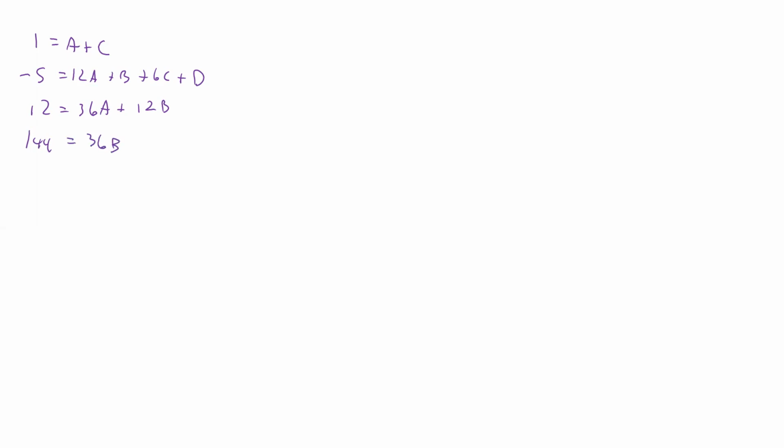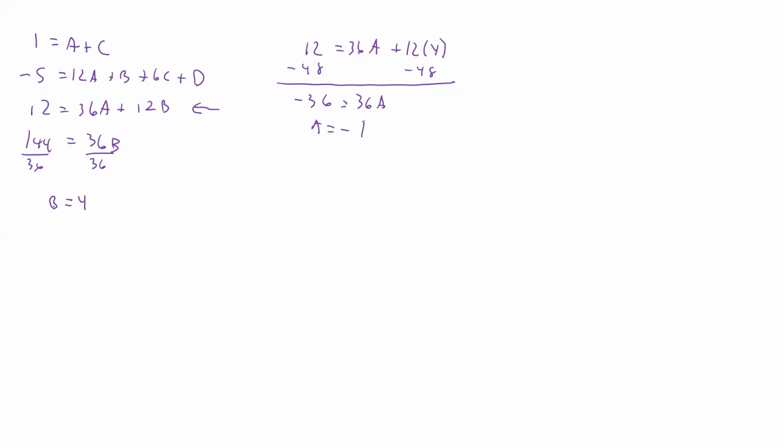Okay. So the last one we can solve for b. So we can divide both sides by 36. And if we take this times 4, that's 24. And so it looks like b equals 4. Okay. So from that one, we can plug that into here and get a. So 12 equals 36a plus 12 times 4. All right, so that's 48. So let's subtract 48. So here that's going to be negative 36 equals 36a. So a is equal to negative 1.